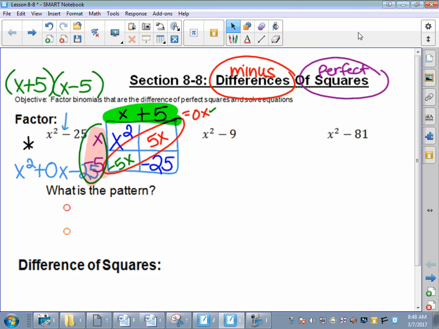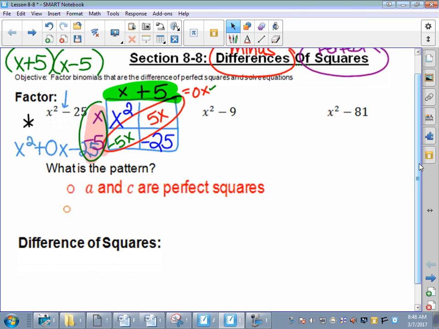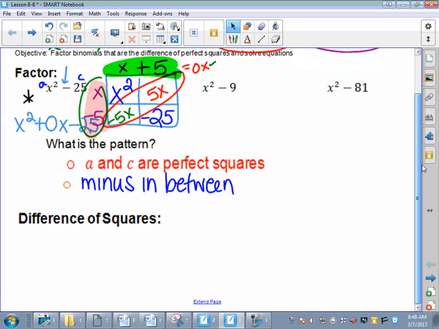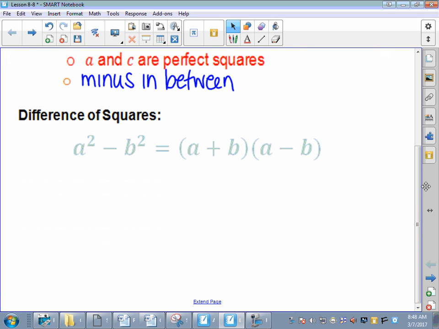So what is the pattern? The pattern is both a and c, the x squared and the 25, if I'm just going to look at the number itself, are perfect squares, and there is a minus in between. If both of the terms of the binomial are perfect squares, and there's a subtract in the middle because it's the difference, we can make this really simple, short and sweet, and go right from the problem to parentheses. So some value a squared minus b squared is going to be equal to, when we factor it into two parentheses, a plus b and a minus b.